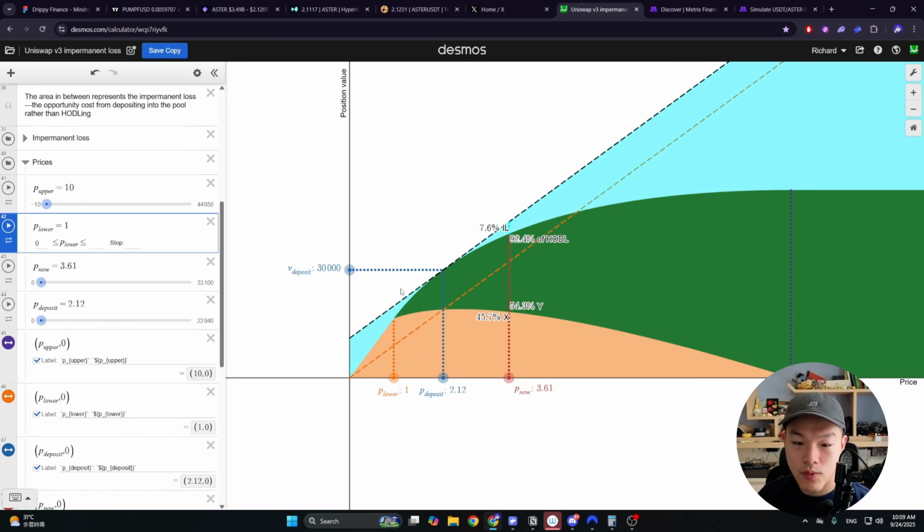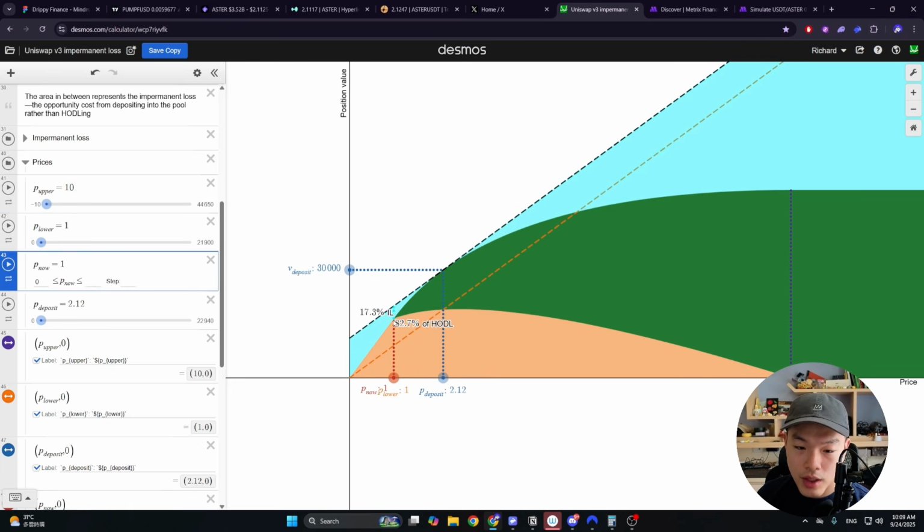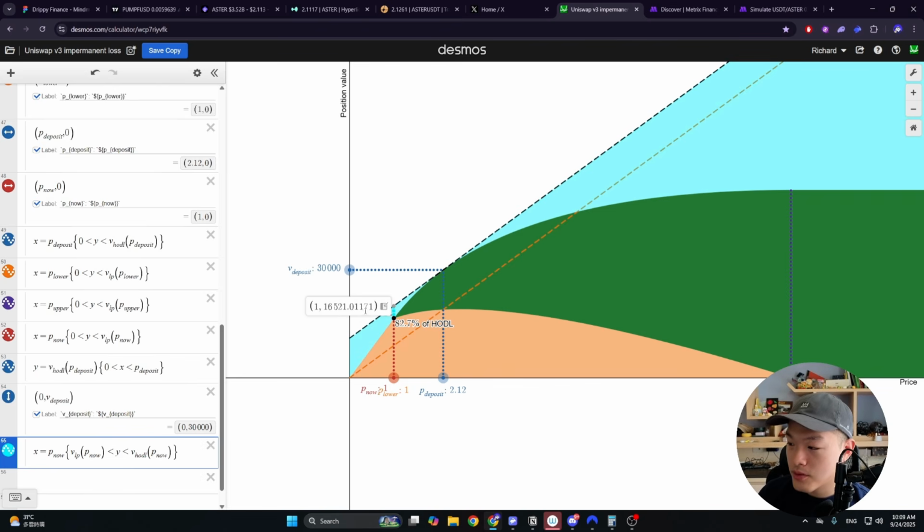So let's just keep it at 1 for now, because if price draws down all the way to 1, you're still going to suffer some capital losses, right? Your LP value drops from 30,000 to 16,500 something dollars. But again, as long as you're staying in range, you're still going to be earning the fees in the process. So let's just say the price drops to 1.